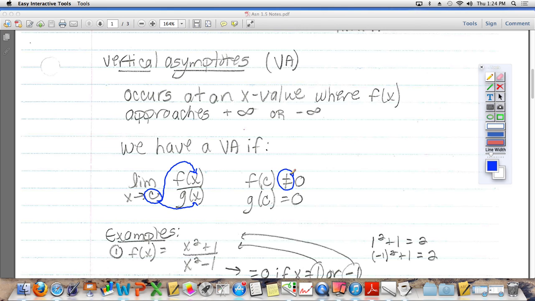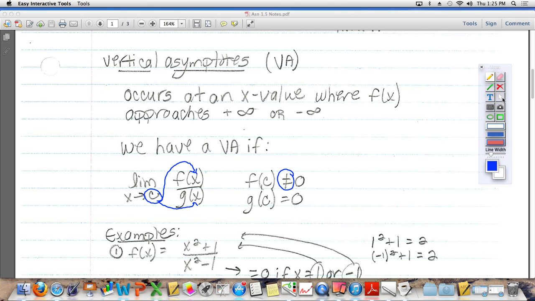We will talk about that with an example in 2 seconds. So the bottom has to be 0, the top is not going to be 0. Can you remember that? Bottom is 0, top is not 0. What if you get 0 over 0? What happens then? It's not going to be an asymptote. It's got to be 0 over something else on the top.